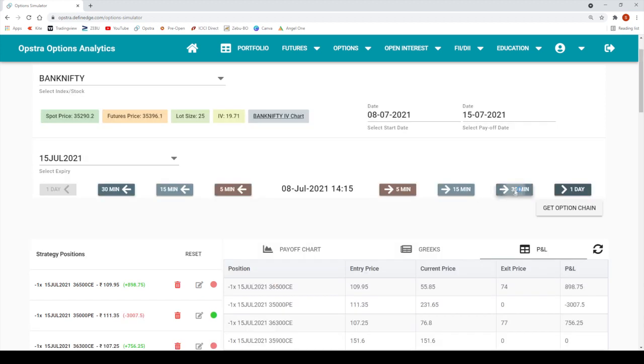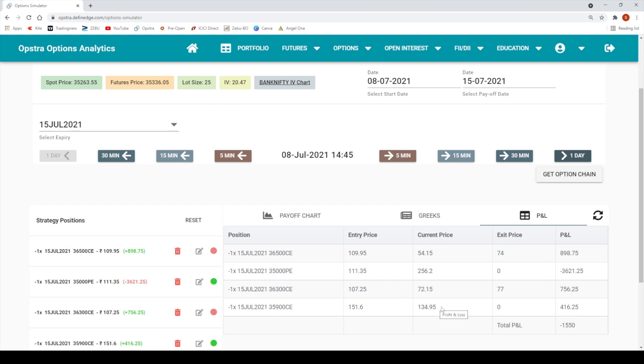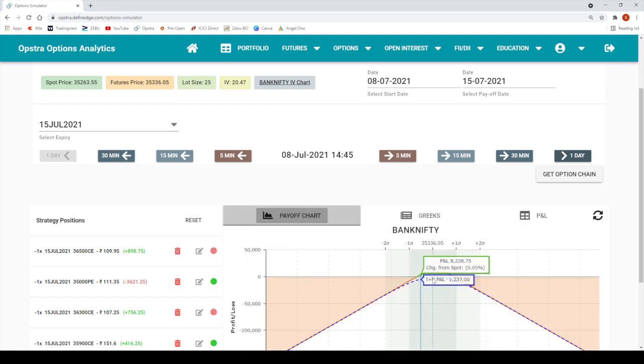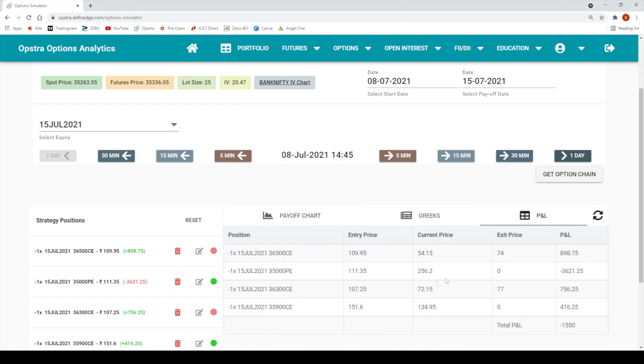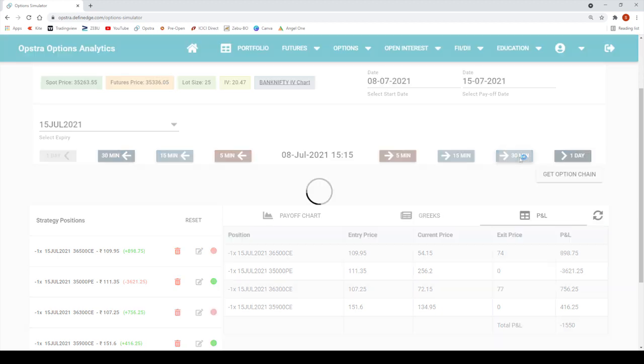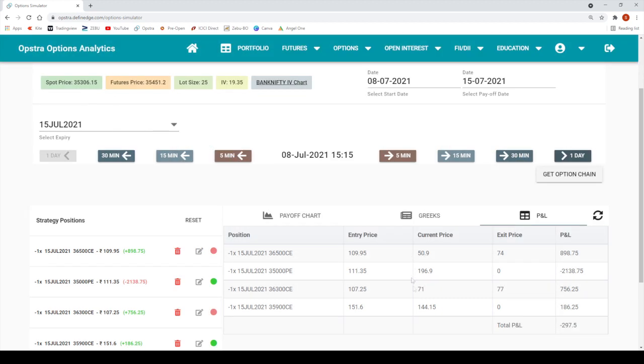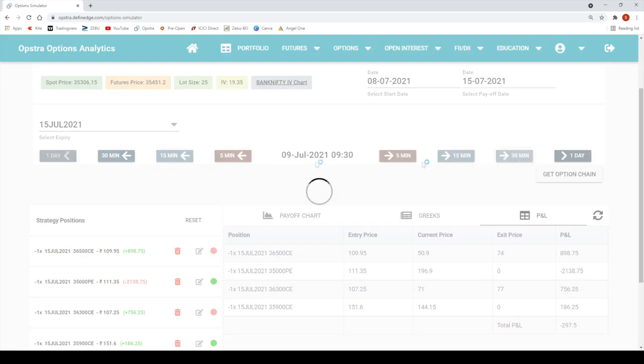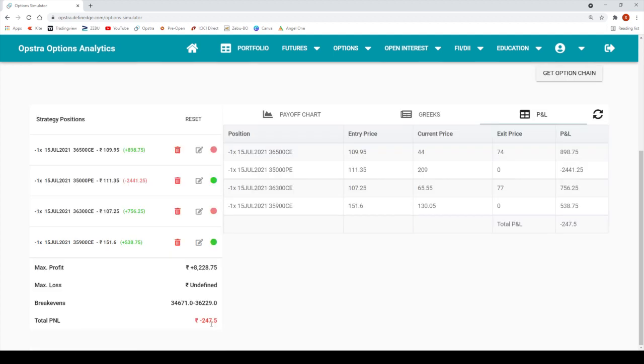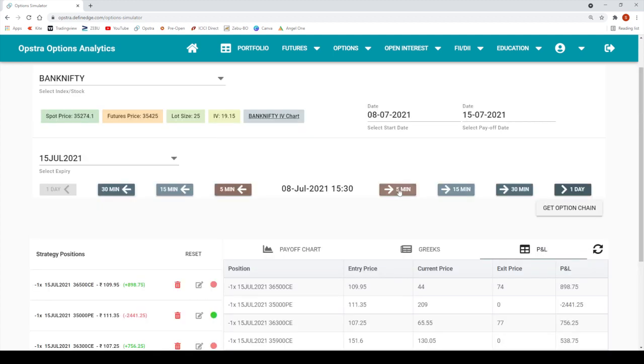Again I am going forward, 35,200. So now we have 35,900 call and 35,000 put. So we have to see only these two options. So we will see the payoff. Okay, so we are in safe zone. So we will go forward. 35,300. There is no problem. So 247 loss. So we will go to next day.